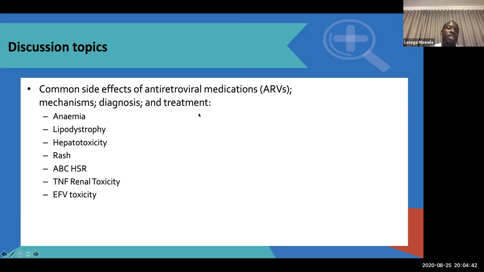For today's session, we are looking at common side effects of antiretroviral medications. We are unfortunately not going to be able to cover all side effects, but we are just covering what I would call serious side effects that generally would require some form of medical intervention. So I'm hoping that if you do have specific questions towards the end of the session, you may ask.